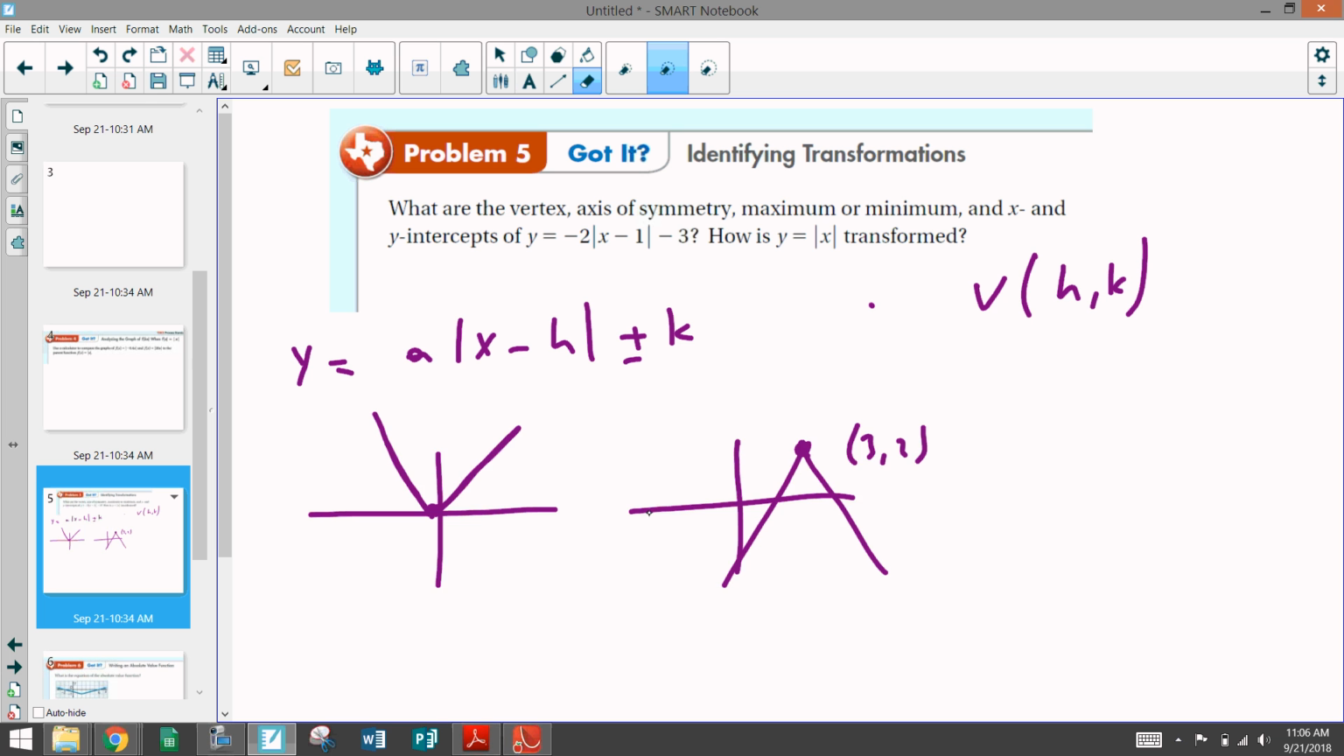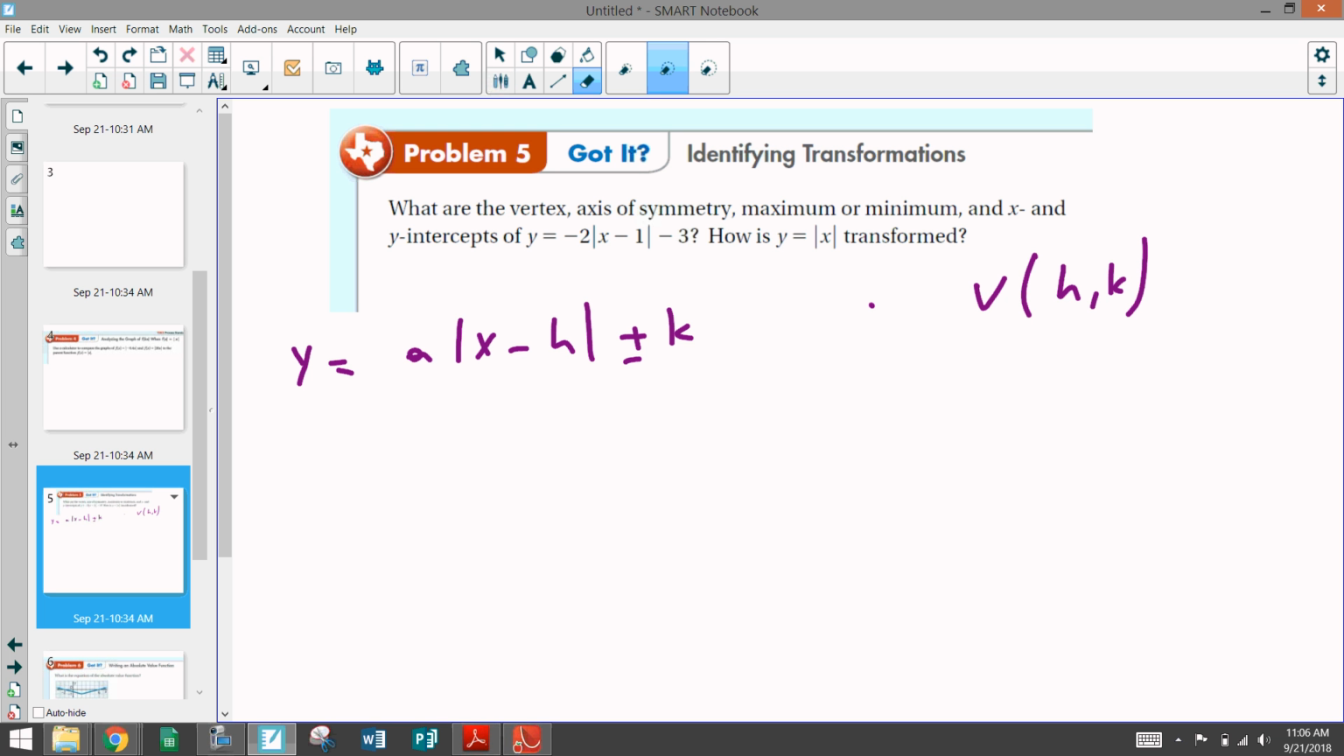Clean this up. You guys are writing the formula. y is equal to a times absolute value of x minus h, plus or minus k. And this formula gives you the coordinates of the vertex. Okay? Coordinates of the vertex. Put the calculators aside now. Open your journals. Write the formula. Identifying transformations.